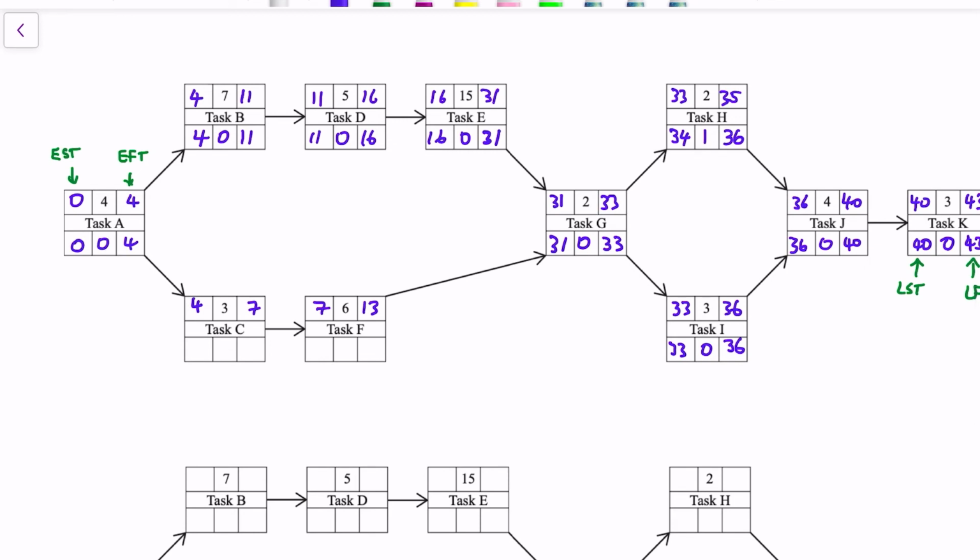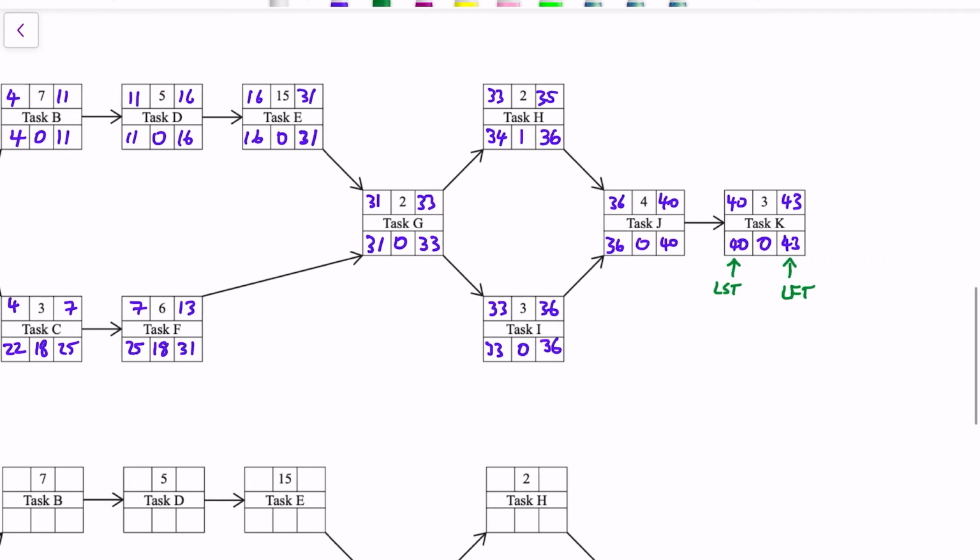But the tasks C and F there, they had the ability to be delayed. So task F can finish as late as 31 before it impacts the project. 31, the difference between 13 and 31 is 18. So there's 18 weeks float. And so does task C. But that's a total float. That's a total float for task C and F. Total can be delayed by up to 18, not 18 individually. So it could be like task C delayed by 10, task F delayed by 8, and the project would still be on time.